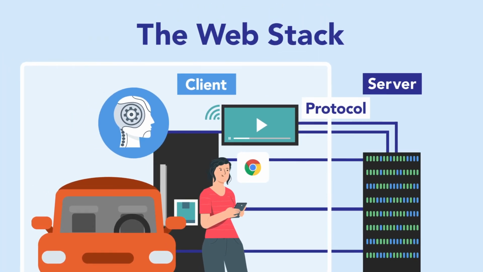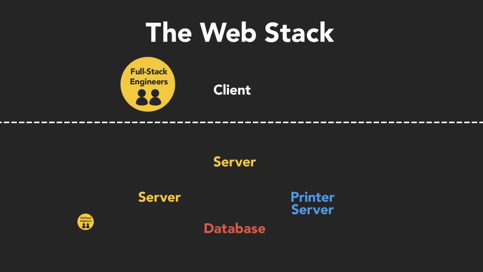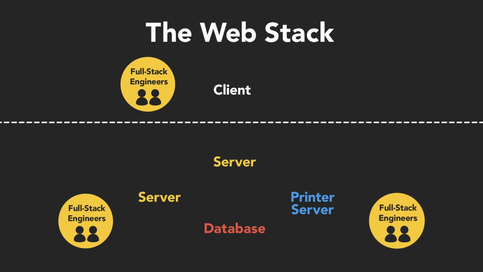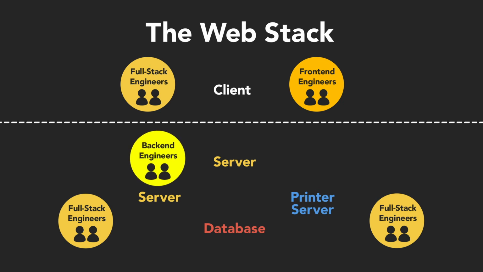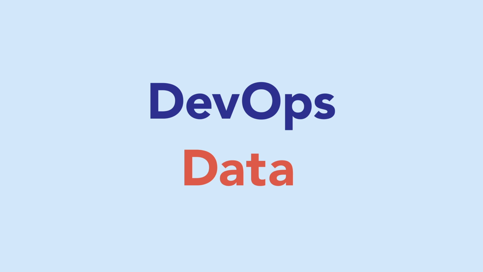So that's the web stack. When we talk about full-stack engineers, we mean people who can work on any of the components within this stack. When we talk about front-end engineers, we mean the people who work mostly on the client. And when we talk about back-end engineers, we mean people who work mostly below this dotted line. What about DevOps and data?